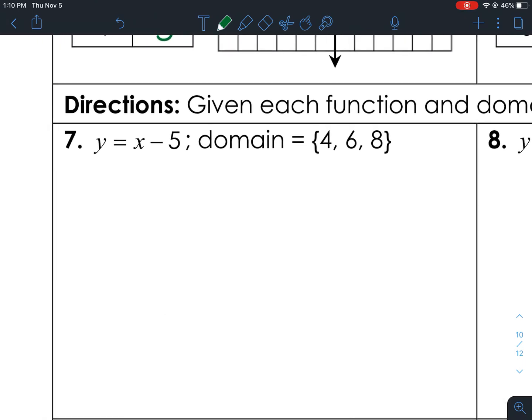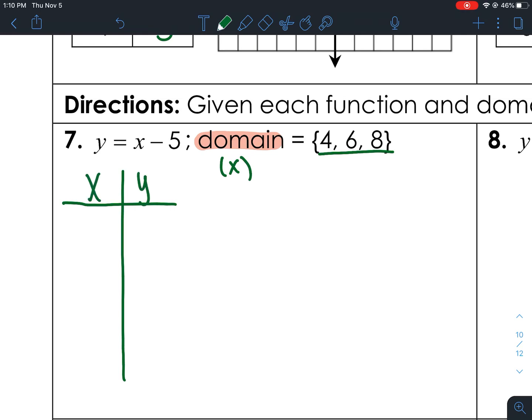Now, if you remember from our last section, domain represents our x values. So in our t-chart, these are just going to be our x values that we are inputting, and then we have to put those in and find our output or our y values. So I'm going to go ahead and make myself a t-chart here with x's and y's. Okay, and I'm going to pre-load in those domains. So I've got 4, 6, and 8.